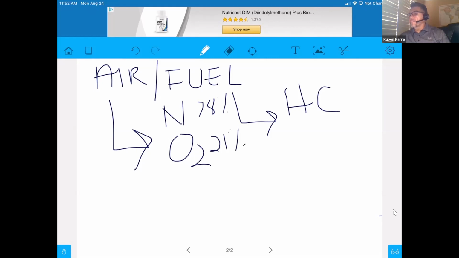So, and then again, the fuel is hydrocarbons. Now, here's what's supposed to happen, okay? If we get the hydrocarbons and the oxygen to burn correctly at that correct air-fuel ratio, you guys remember what the correct air-fuel ratio was? Well, if you remember, if you're saying 14.7 to 1, you are correct, right?